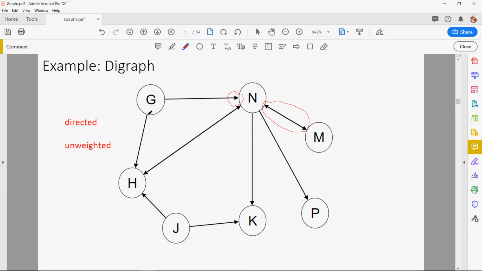But other edges only go in one direction. So this edge goes from G to H, but not the other way. So there is no edge leading this way. That doesn't exist in this digraph. So all of our edges are directed. This graph is also unweighted, so our edges don't have any weights.